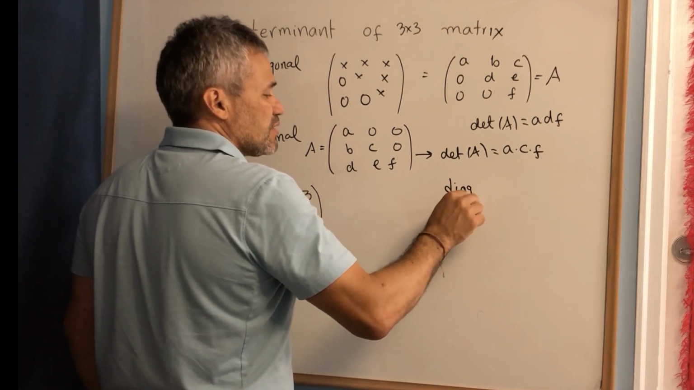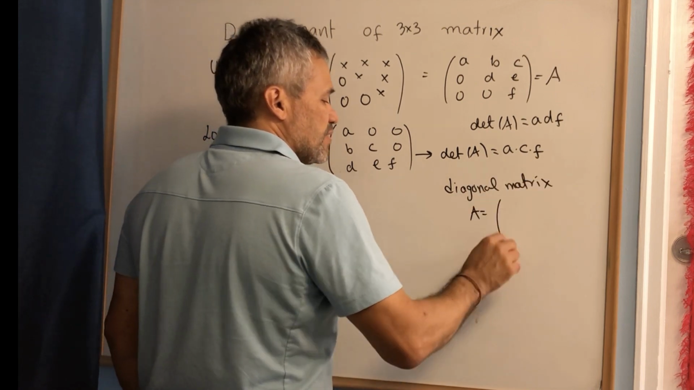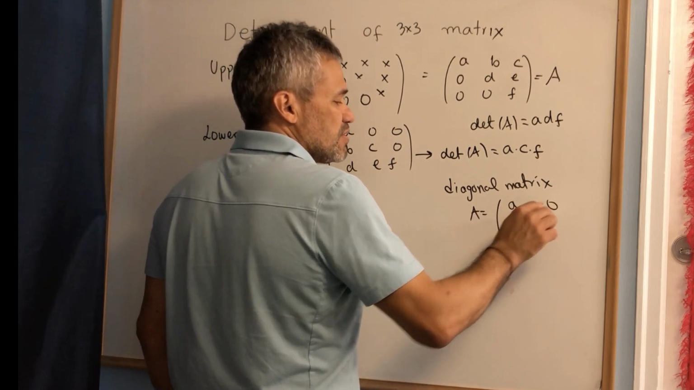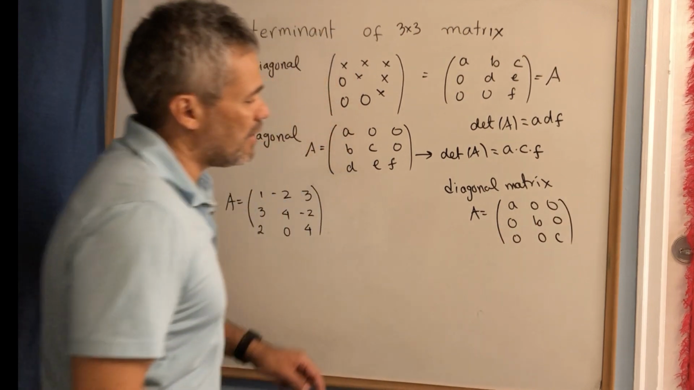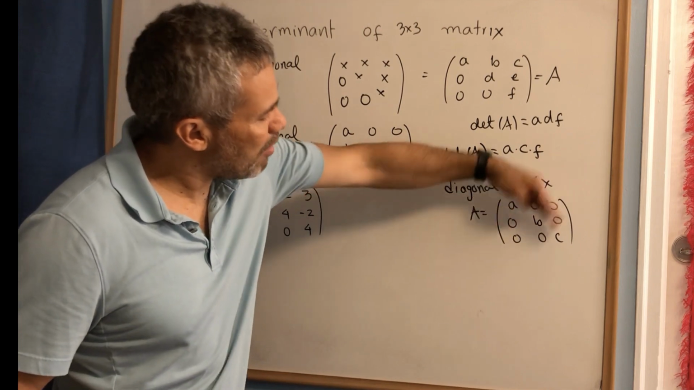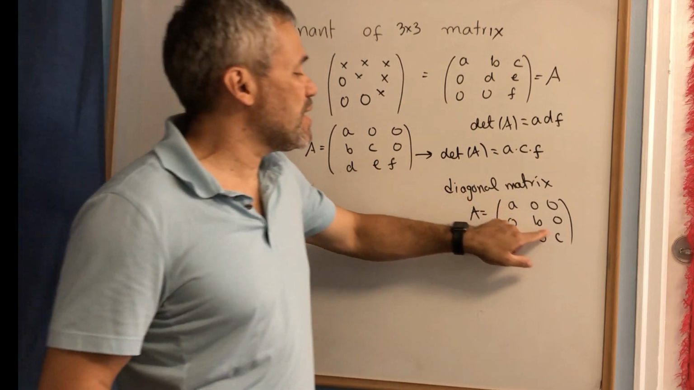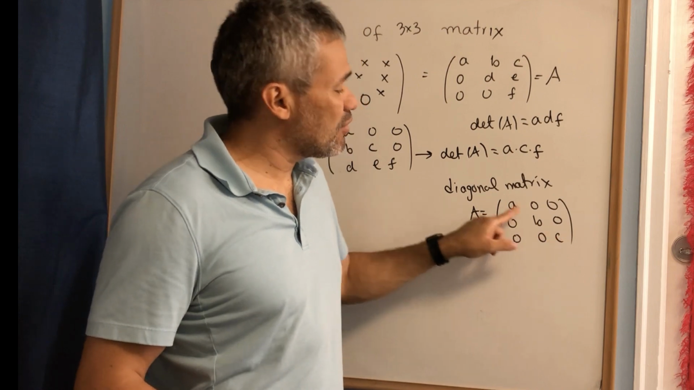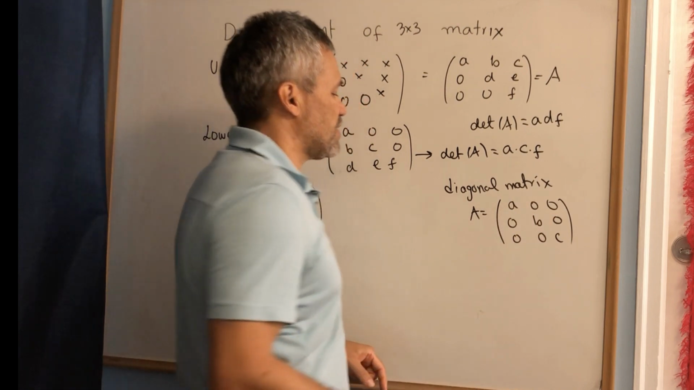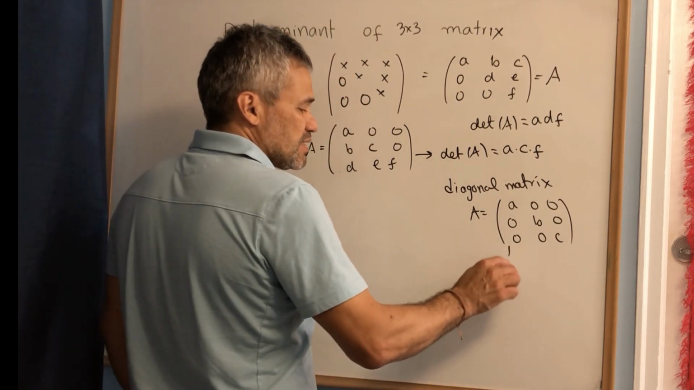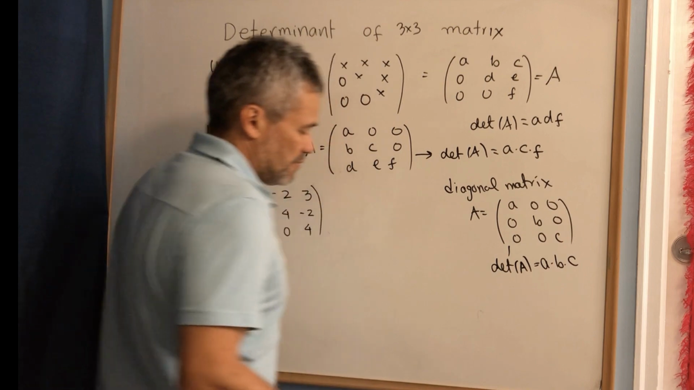Finally, what is a matrix that is diagonal? A diagonal matrix is a matrix that looks like A, 0, 0, 0, B, 0, 0, 0, C. Below the diagonal is 0. Above the diagonal is 0. Only the entries that may be different from 0 are the entries in the diagonal. They could also be 0. But then the requirement is that these 3 numbers are 0 and these 3 numbers are 0. And the determinant of this matrix is just A times B times C.